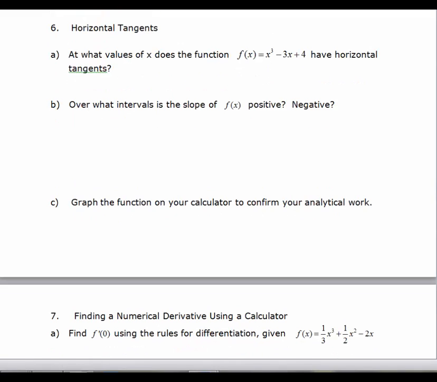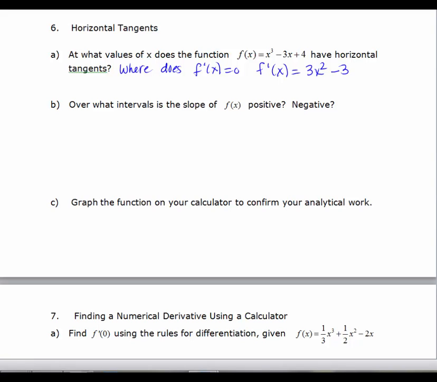The last example in this video has to do with horizontal tangents, and the question says, at what values of x does the function f of x equals x cubed minus 3x plus 4 have horizontal tangents? That's the same thing as asking where does f prime of x equal 0? So we would first find f prime of x, first find our derivative, which would be 3x squared minus 3.